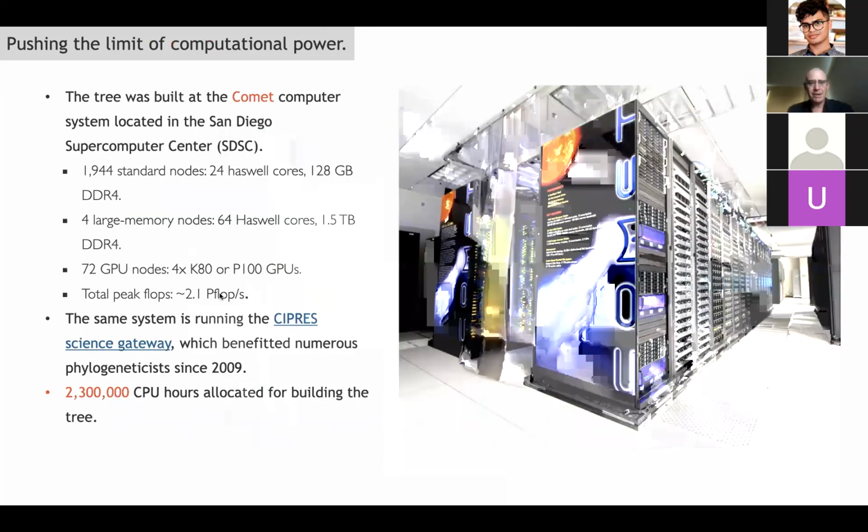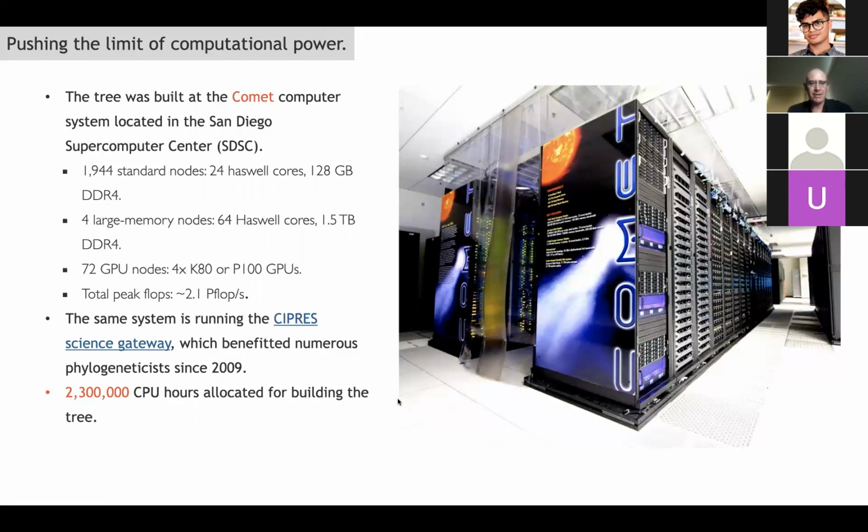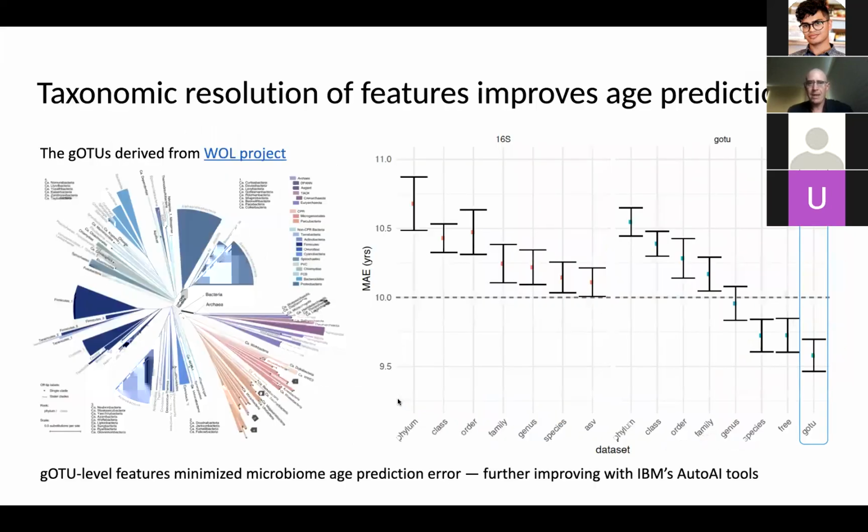And to build this tree really pushed the limits of computational power. Like I said, we built it on Comet, and we used a total of 2.3 million CPU hours on Comet to build the tree. One really important aspect of this improved tree is that having a better picture of how life is related to each other allows us to do things like the Unifrac algorithm better and improves age prediction.